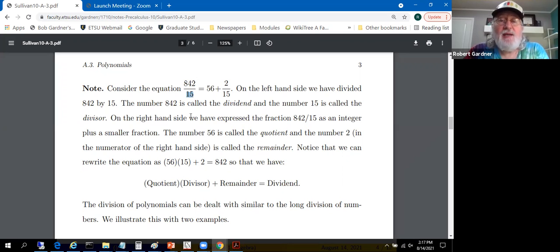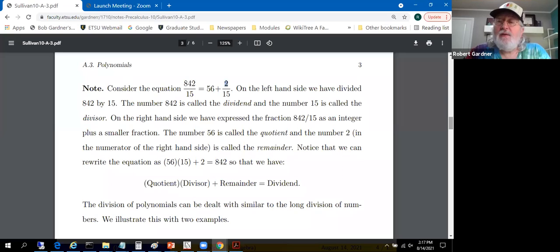On the right-hand side, we see that we've expressed this quotient as an integer plus a fraction. The integer 56 is called the quotient, and here's the fraction. The number 2, in this case the numerator, is called the remainder. So if you take 842 and divide it by 15, it will go in 56 times with a remainder of 2. To produce an equality between these, you need to take that remainder and divide it by the divisor of 15.